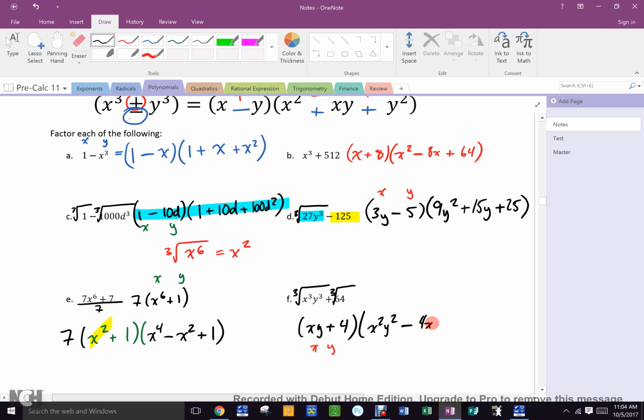4xy. Look at you guys. It's like you're good at math. And the last one is 16, plus or minus 16. Holy crap. Everybody good? Yeah? It's not that hard, is it? You just got to remember, cube root, square together, square. Right? Okay.